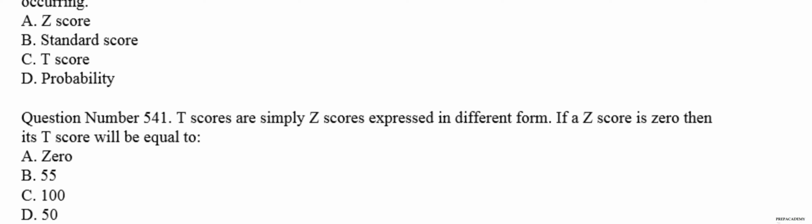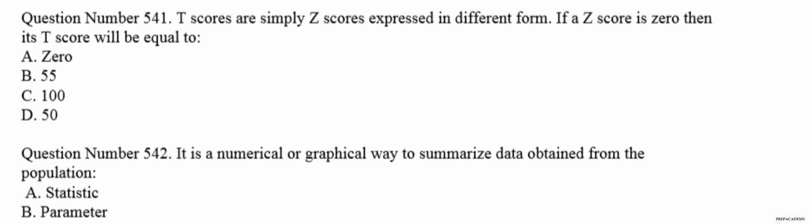Question number 541. T-scores are simply z-scores expressed in different form. If a z-score is 0, then its t-score will be equal to A. 0, B. 55, C. 100, D. 50. The correct answer is option D, 50.